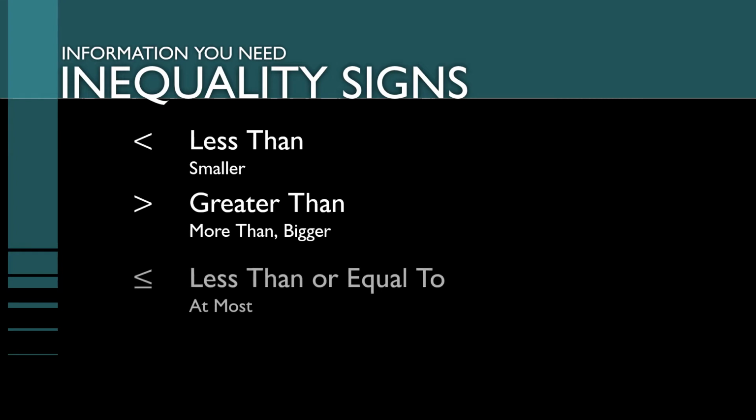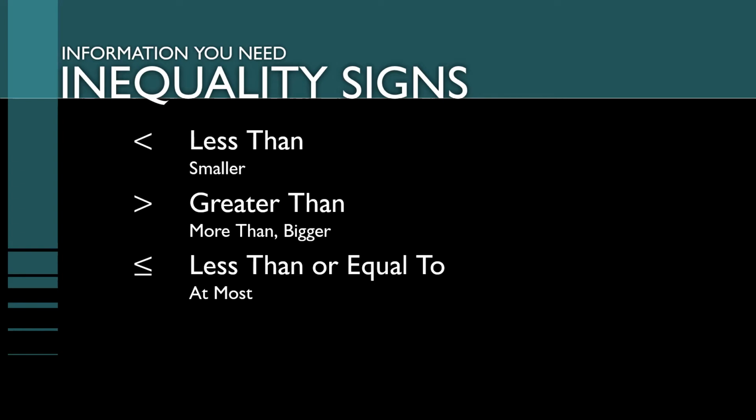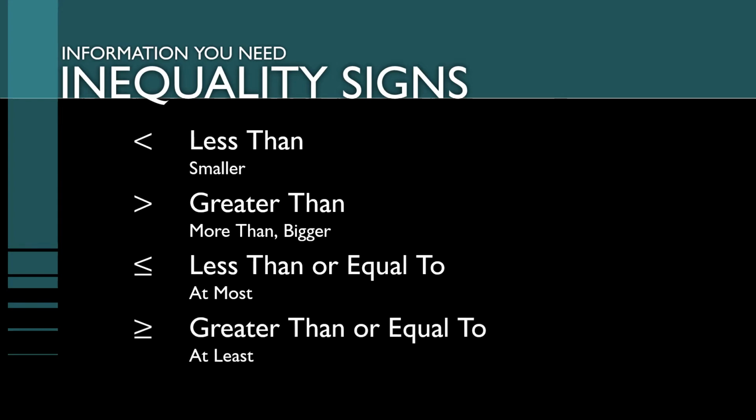Again, pointing to the left, but this time with a bar underneath it, is the less than or equal to sign. And a lot of times you'll see the phrase at most associated with this sign. Then pointing to the right with a bar underneath it is the greater than or equal to sign, and a lot of times you'll see the phrase at least.